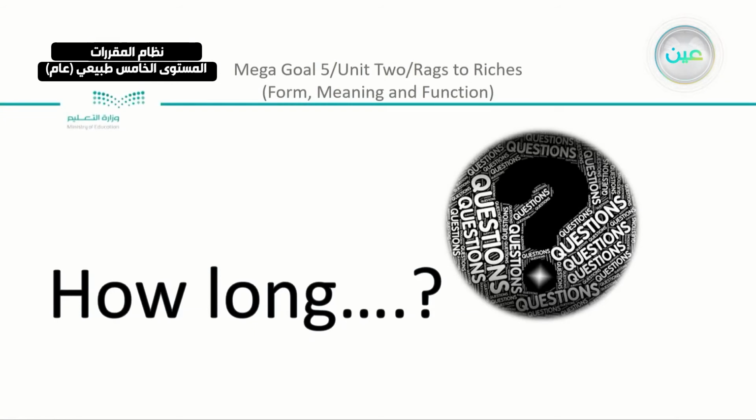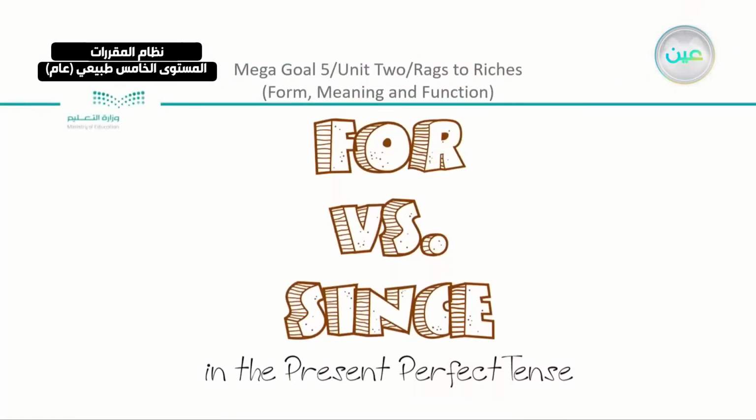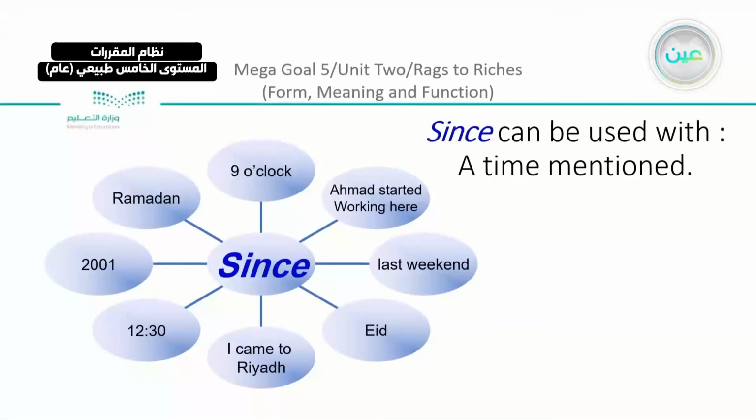Now, here the question, how long? How long have you studied? Or how long have you been cleaning your room? How long has he been fixing the car? So we have here, how long can be used, and with how long we can use either for or since. So the present perfect tense is used with for or since.